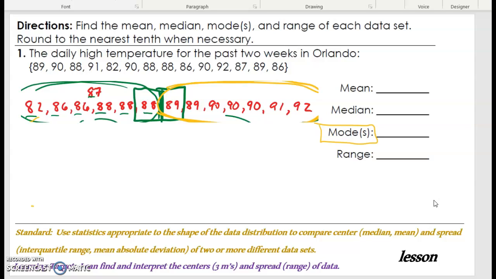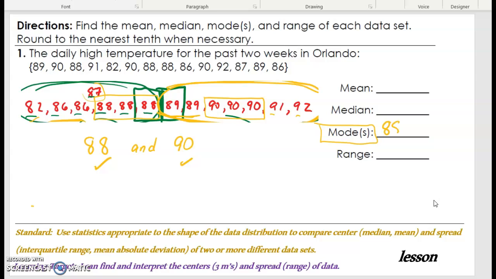Okay, there's only one 82, two 86s, one 87, three 88s, two 89s, three 90s, one 91, one 92. Okay, so because the 88 occurs 3 times and the 90 occurs 3 times, right? That's the most. Some occur twice, but 3 times is the most, and there are 2 numbers that occur 3 times, so there are actually 2 modes.